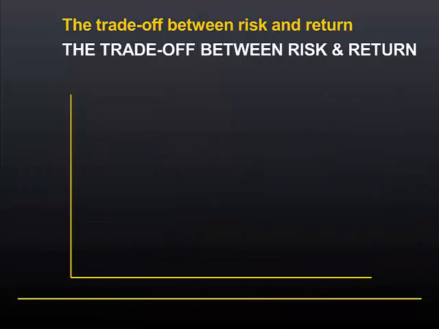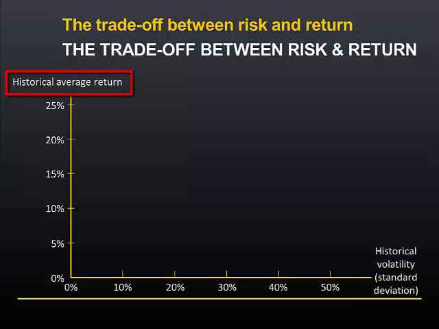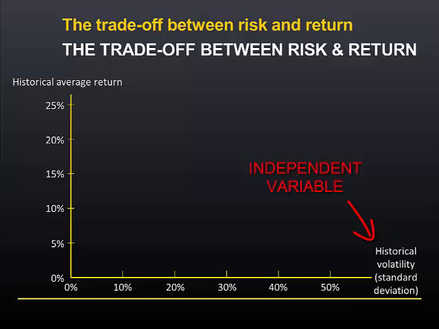We will plot the relationship on a set of axes as shown here. In fact, we'll be plotting a number of graphs on axes just like these in this topic. We put risk on the horizontal axis, in this case as measured by the historical volatility or standard deviation of returns. And we put the historical average return on the vertical axis. The intuition behind this is that risk is the independent variable, or the variable that determines the level of return, which we call the dependent variable.